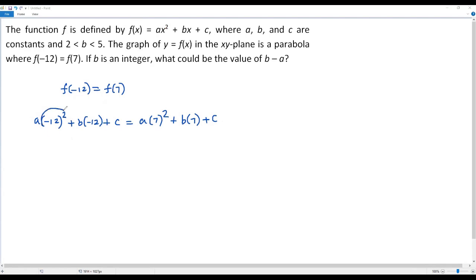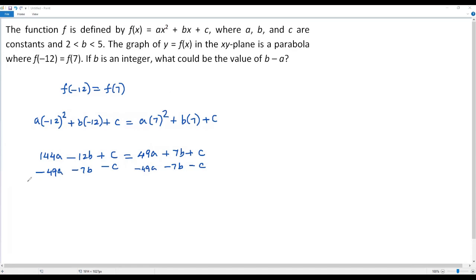Here the value of negative 12 the whole square is 144. 144 times a can be written as 144a, and positive times negative is a negative, that is negative 12b, plus c equals the value of 7 squared, which is 49, so we get 49a, plus b times 7, which is 7b, plus c. Let me subtract c from both sides of the equation, and also 7b from both sides, and subtract 49a from both sides of the equation.